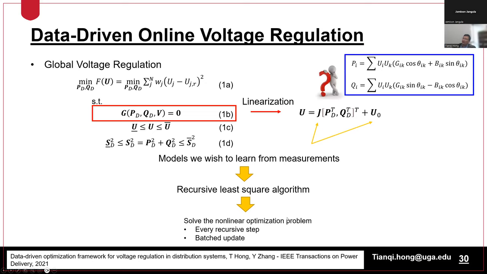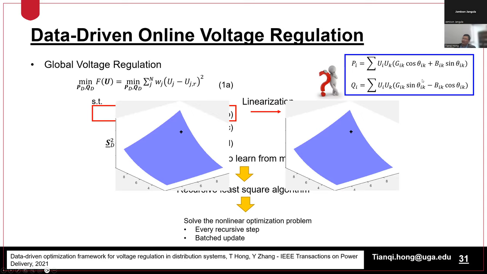Another further step we can think is if the linearization is appropriate here, because the power flow models are nonlinear by nature. So here is a simple example comparing the linear and the nonlinear mappings. If you have a linear mapping and do the online optimization, the solution may get trapped in the middle of nowhere because of the inaccuracy of the models. If you have a nonlinear mapping, you can achieve better results.